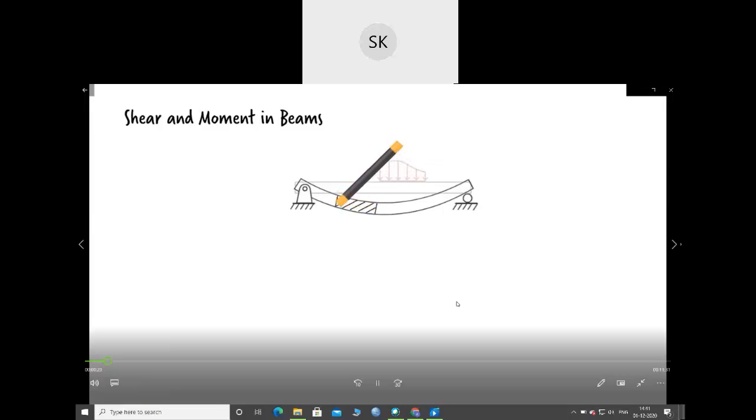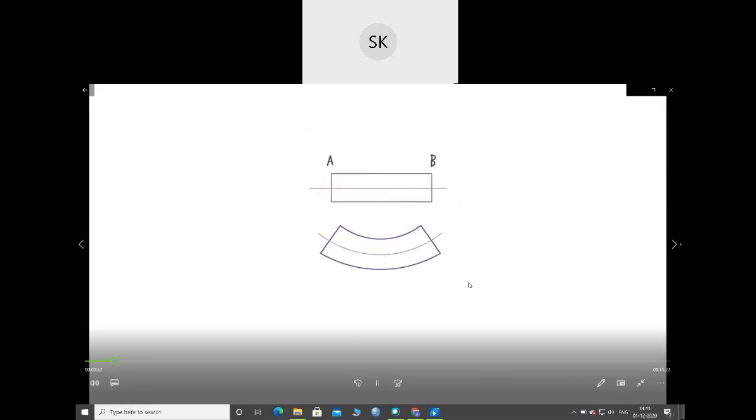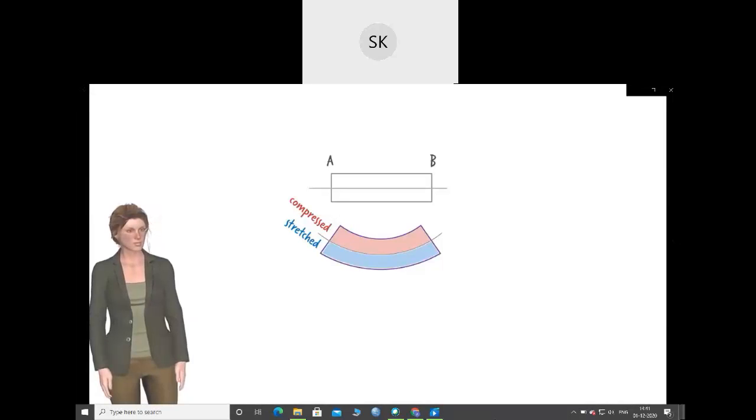Take segment AB of this simply supported beam. Under the applied load, the segment deflects downward. This deflection compresses the top part of the segment while stretching its bottom part. We say the top part is in compression and the bottom part is in tension.